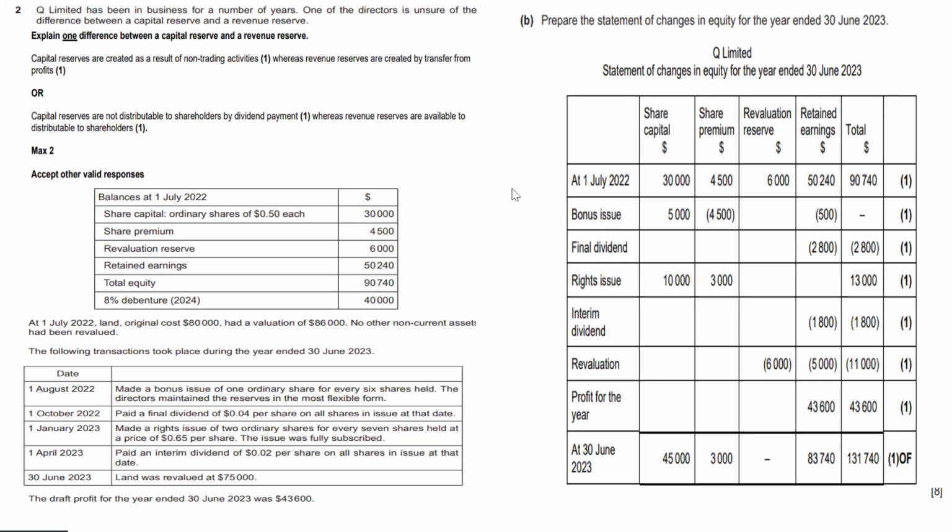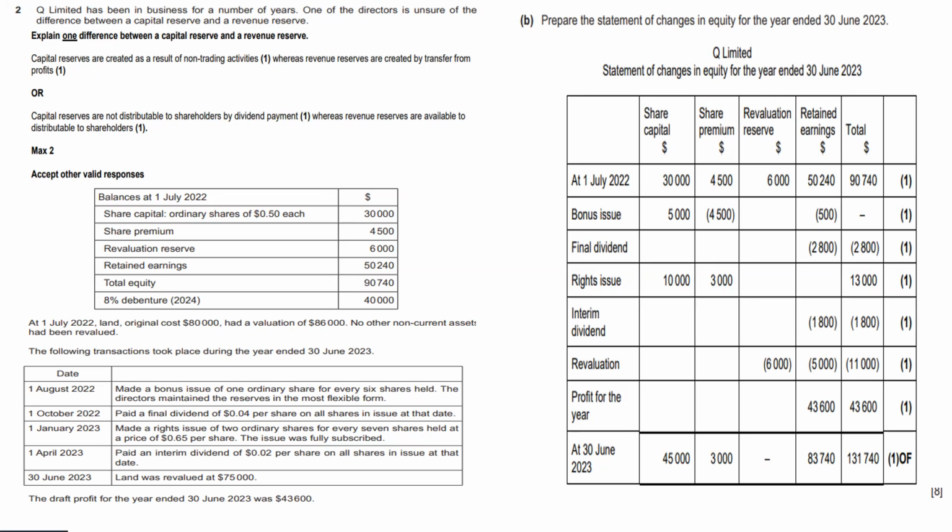I'm keeping the MS open because my Apple Pencil is not working. Come on, go to the next part. Read the question of the next part. The directors of Q Limited provided the following information for the year ended 30th June 2023. Then the balances are given of share capital, share premium, revaluation reserve, retained earnings, total equity, and the balances are given on which date? The first date. So what will you do?